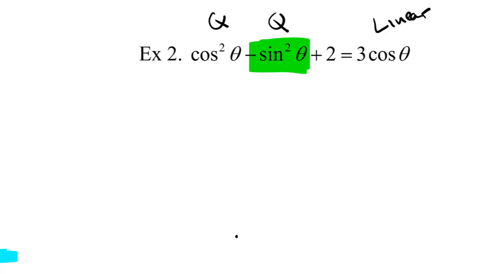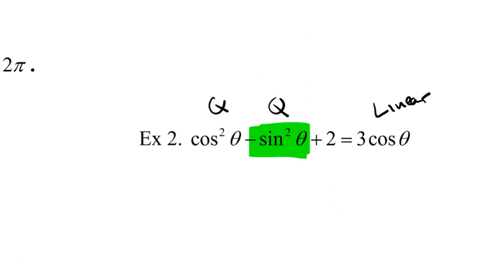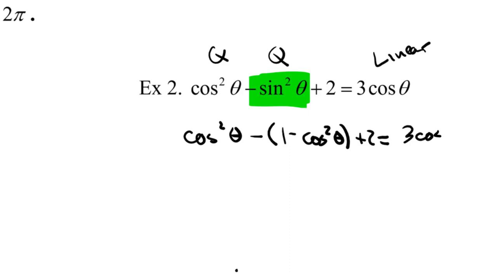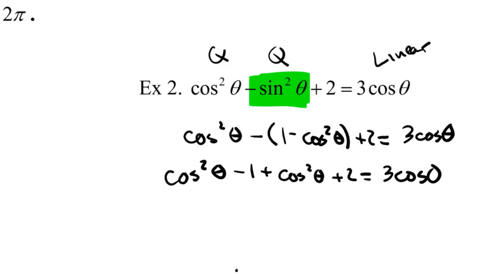So sine squared is going to be swapped out with 1 minus cosine squared. That's what's going to go in place of sine squared. So when we rewrite this, we'll have cosine squared theta minus, and be careful because of that negative sign, 1 minus cosine squared theta. We're just doing a substitution, that's it. And then plus 2 equals 3 cosine of theta. From here, we'll distribute that negative, which gives us cosine squared theta minus 1 plus another cosine squared theta, and then plus 2 equals 3 cosine theta.